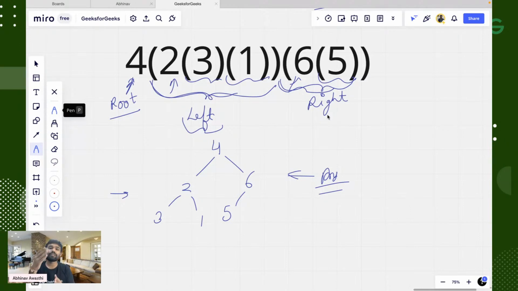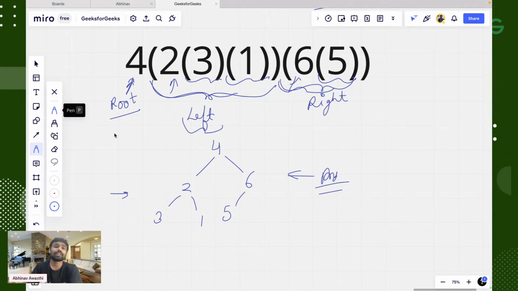For each and every node, we have its left and right side if it exists. So we are basically calling the function again and again. That is why we will call it recursion. Okay. Now let's see how we can implement it.